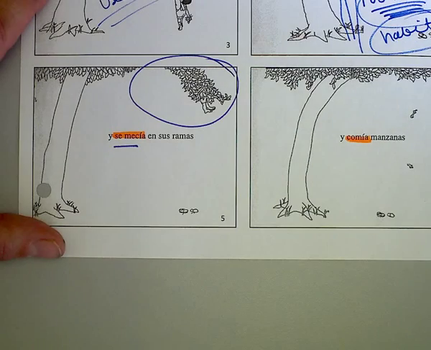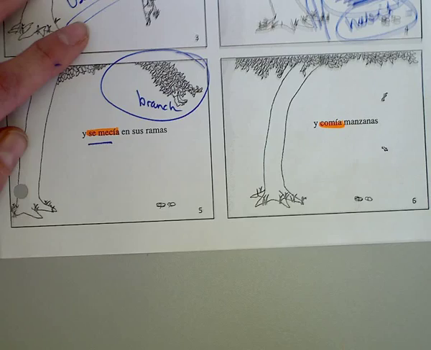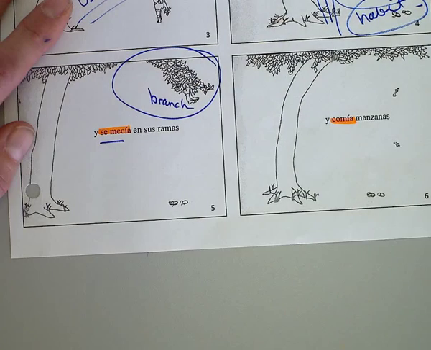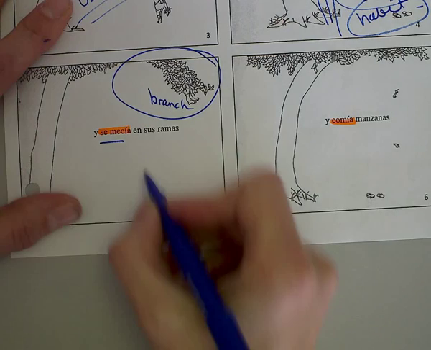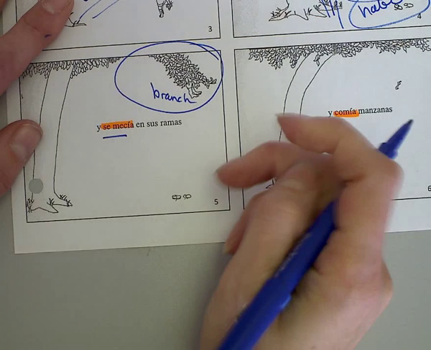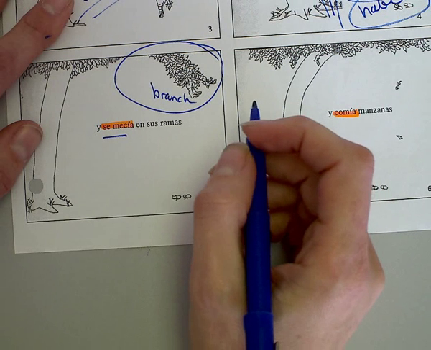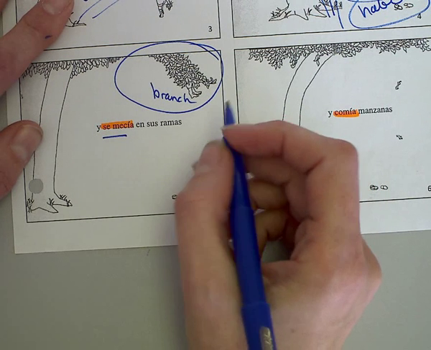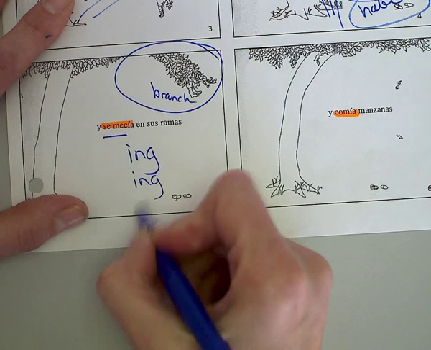Okay, so what do you think rama might mean? We know that this means leaves, so oh, branch. There you go. So he's hanging, dangling, swinging. What did you hear me say? The same thing over and over again. He's hanging, dangling, swinging. He's playing.